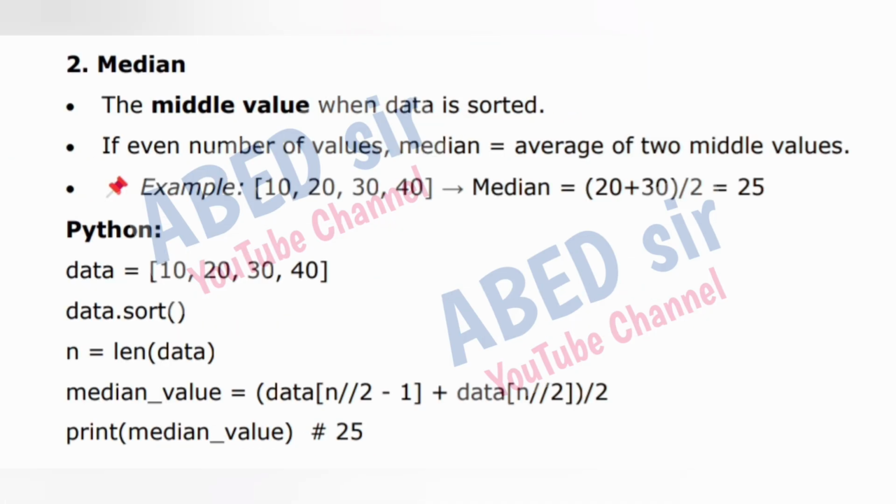2. Median. The middle value when data is sorted. If even number of values, median is the average of two middle values. Example, 10, 20, 30, 40, median = (20 + 30) / 2 = 25. Python. data = [10, 20, 30, 40]. data.sort(). n = len(data). median_value = (data[n//2 - 1] + data[n//2]) / 2. print(median_value) # 25.